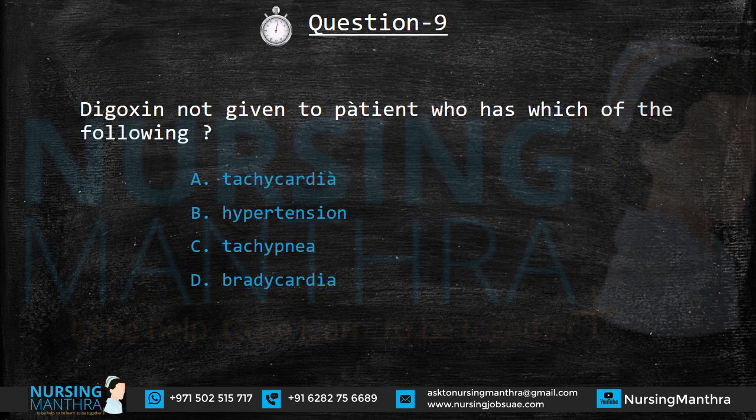Digoxin is not given to a patient who has which of the following? A. Tachycardia. B. Hypertension. C. Tachypnea. D. Bradycardia.